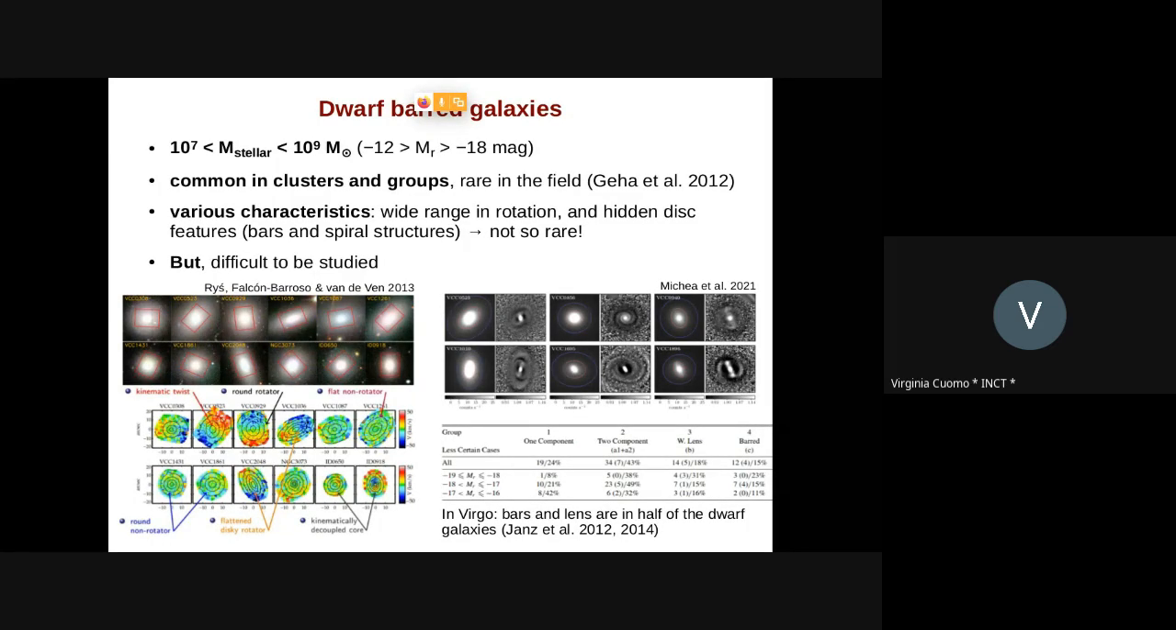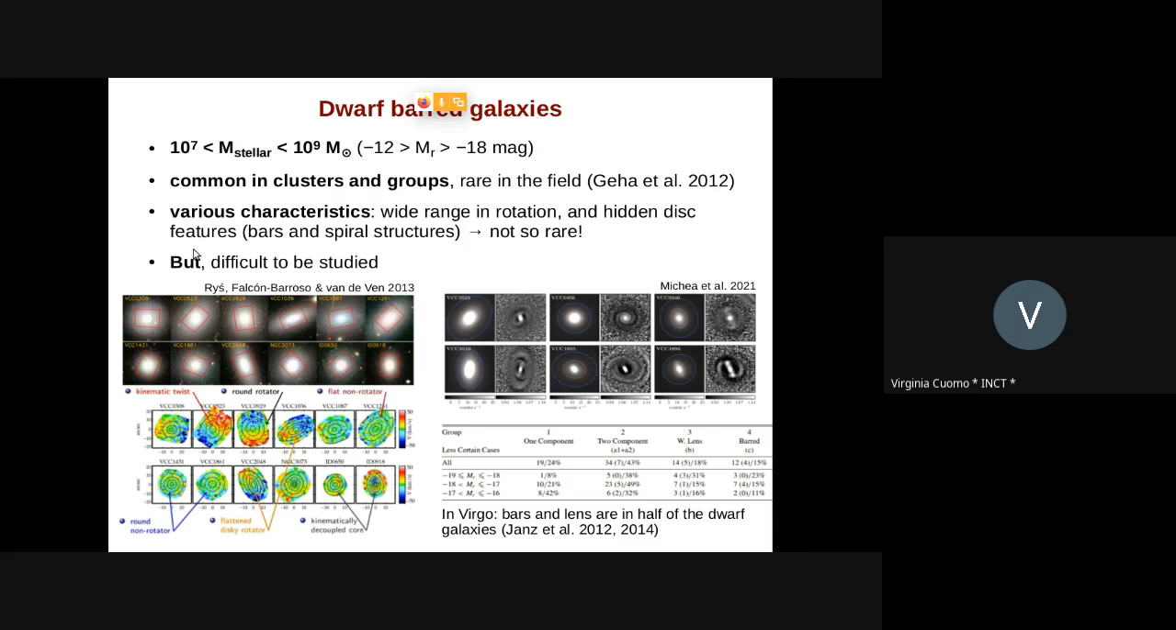There is not a unique definition. Generally speaking, we are talking about galaxies which have stellar masses between 10 to the 7 and 10 to the 9 solar masses, which means that they are less massive than the Milky Way. And these objects are very common in dense environments such as clusters and groups. They present various characteristics in terms of stellar rotation and hidden disk features.